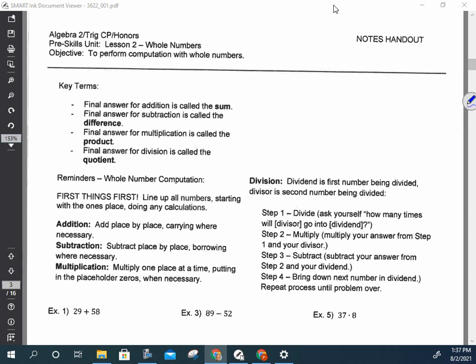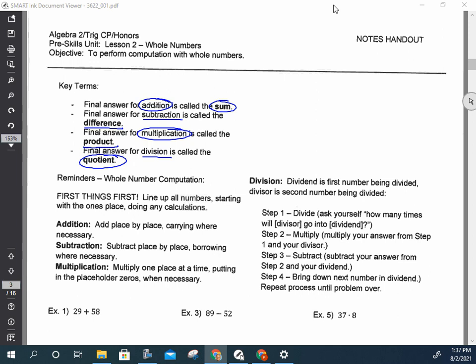So remember, when you're adding, you're looking for the sum. Subtraction is difference. Multiplication is product. And division is quotient. So if you don't see the word adding, but you see sum, just know that you're still being asked to add.